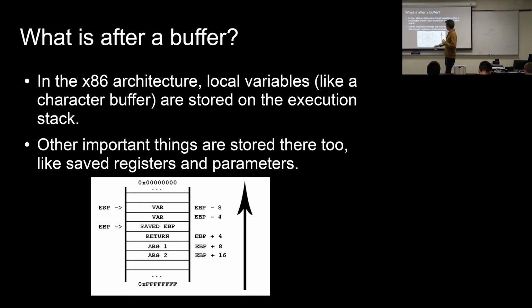So basically, what you're going to do is write in characters, and when it starts writing off the end, you start overwriting all this fun stuff right here, which the program is going to use later when the function returns. It's going to use that information to help it get back to where it was.